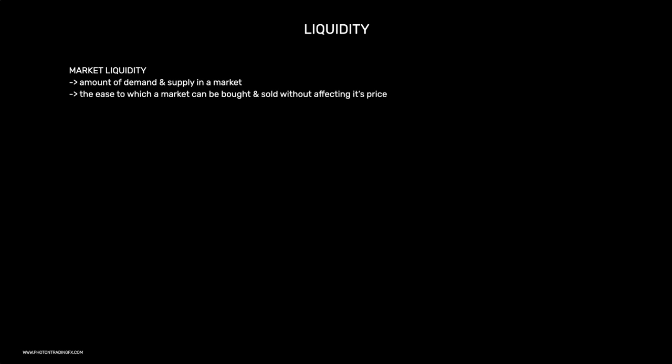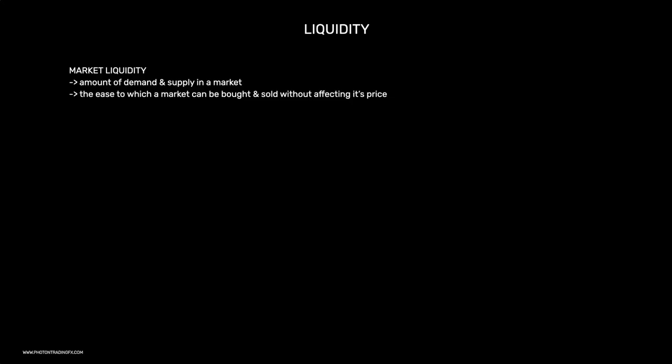So another definition is the ease with which a market can be bought and sold without affecting its price. What that essentially means is if a market is very liquid, then buying and selling activity is not going to have much of an impact on price movement, right? Because price volatility will be very low because there are people trading at every single level. So it's going to take a lot of money to move price a lot because there are people wanting to buy at every price level, right?